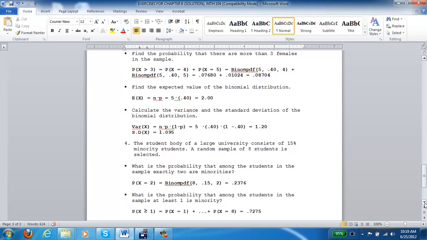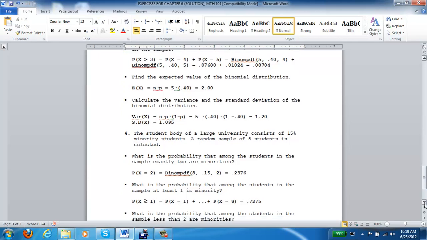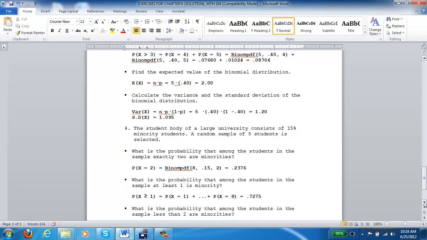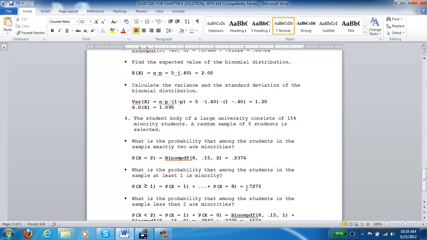What is the probability to have at least one minority? At least one means from 1 until 8, because 8 is the sample size. So you calculate for 1, for 2 until 8, and then you add the probabilities. You can do this problem for practice. The correct answer is 0.7275, 72.75%.